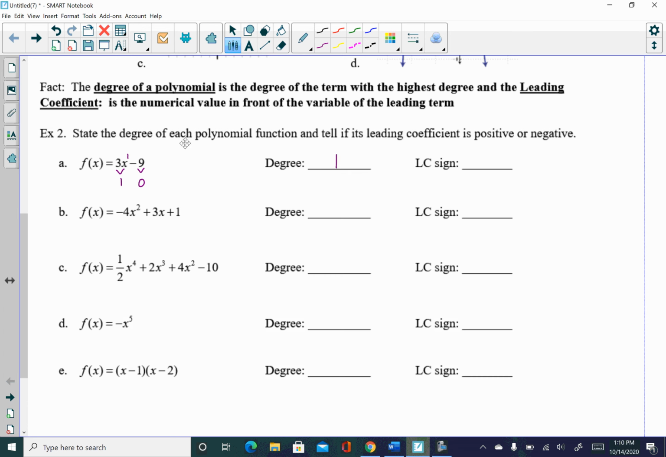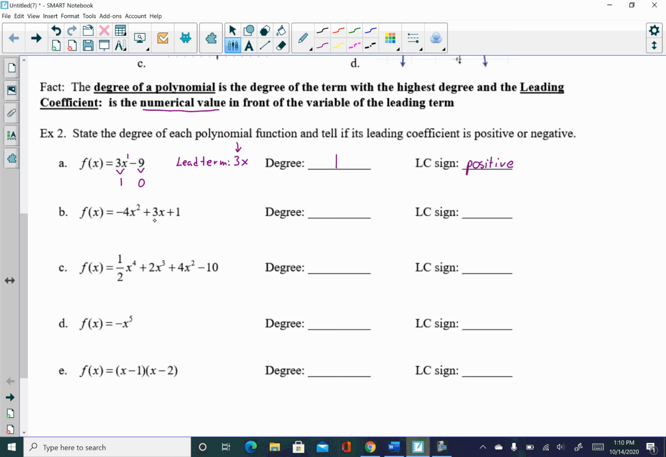3x would be referred to as your leading term. So I'll write that for us, that our leading term here would be 3x. And then the leading coefficient is just the 3. It's just the numerical value. All that I'm asking you here to identify is the sign on that leading coefficient. Well, it's a positive 3, so we're just going to put a positive.